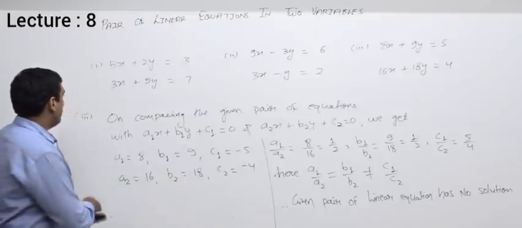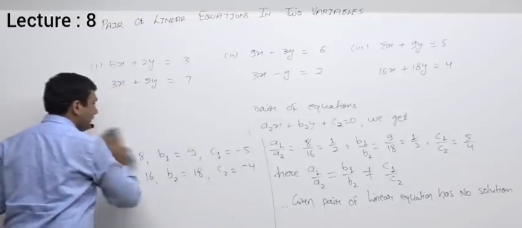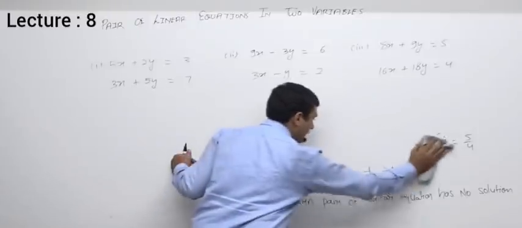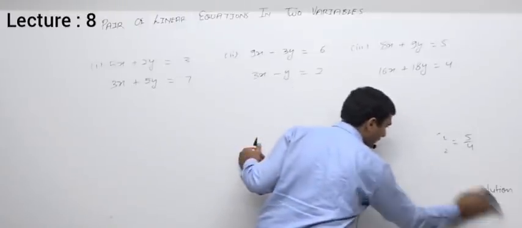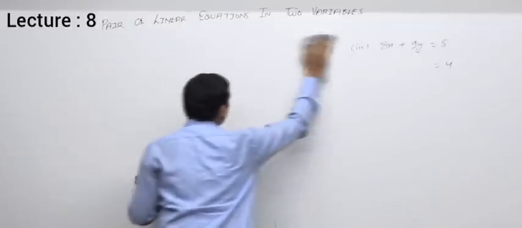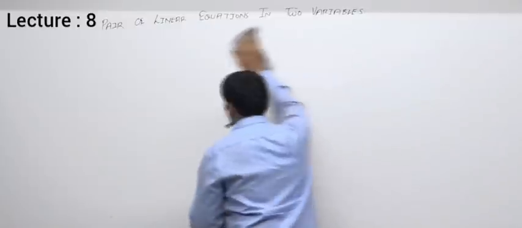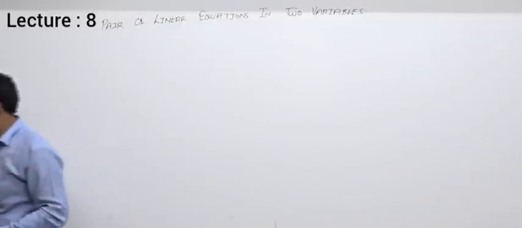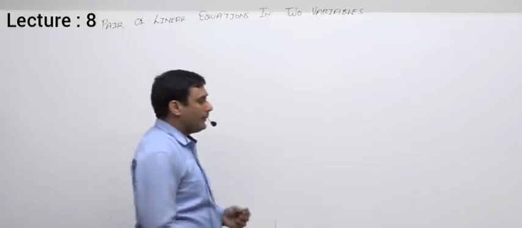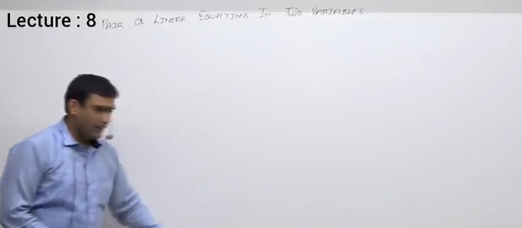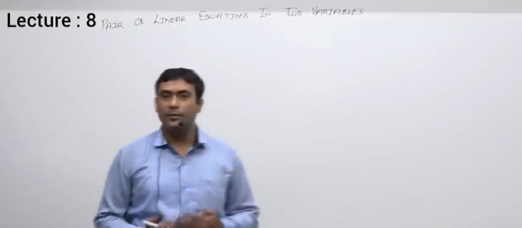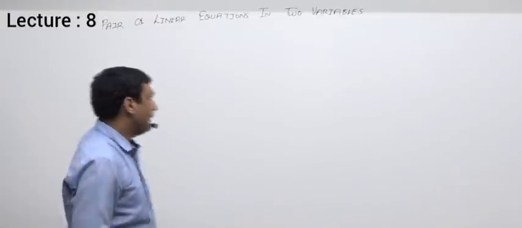Okay, so next we'll see methods to solve the pair of linear equations in two variables. There are basically 4 methods. Among those 4 methods, one is the graphical method and the remaining 3 are algebraic methods. So first we'll discuss the algebraic methods. First I will give you the name of those methods, and then one by one we'll see all methods.